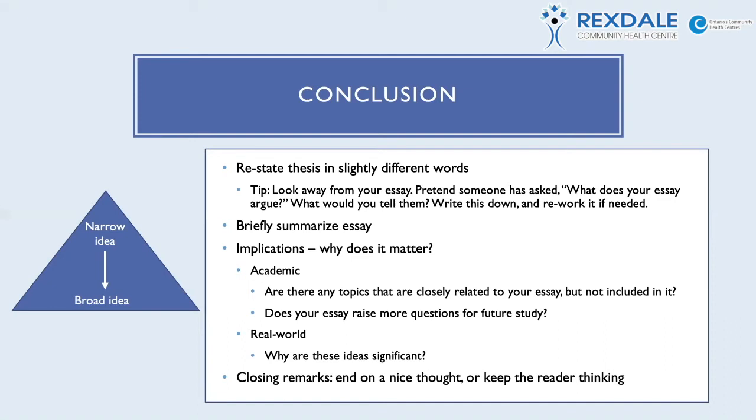Implications are basically why your essay matters, and there are 2 different types of implications to look at. The first are academic implications. So why does this matter for you to learn about in school? Are there any topics that are closely related to your essay, but not necessarily included in it? Something maybe you touched on briefly in one paragraph, but you could write a whole separate essay about. Here, you're really just acknowledging that there are these other important points, but you haven't included them. Except here, try not to introduce too many new topics, just anything you've already covered in your essay.